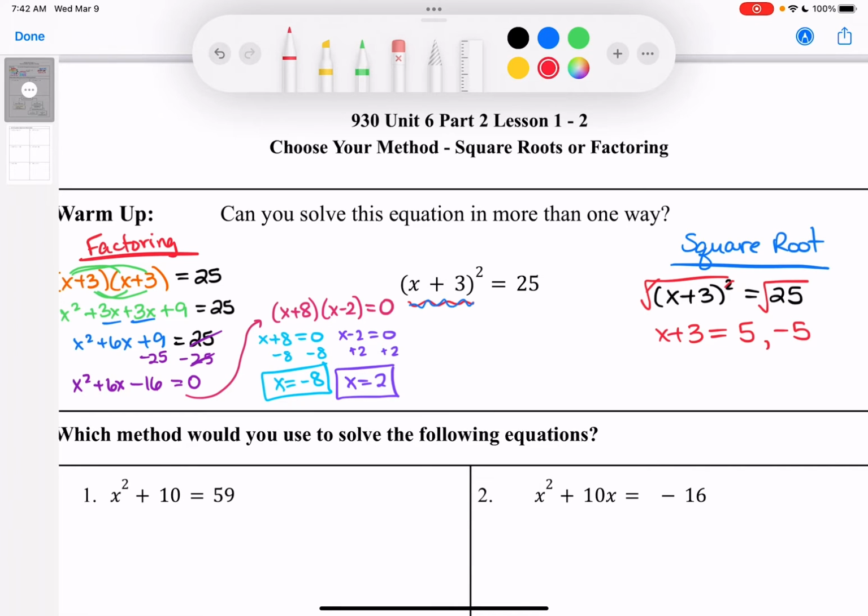I know you were great at remembering it on day one. That was the first thing we learned, and you did a really good job with your plus and your minus. But then we do another method, and then you start to forget. So don't forget plus or minus. When you write the square root, the next step needs a plus or minus.